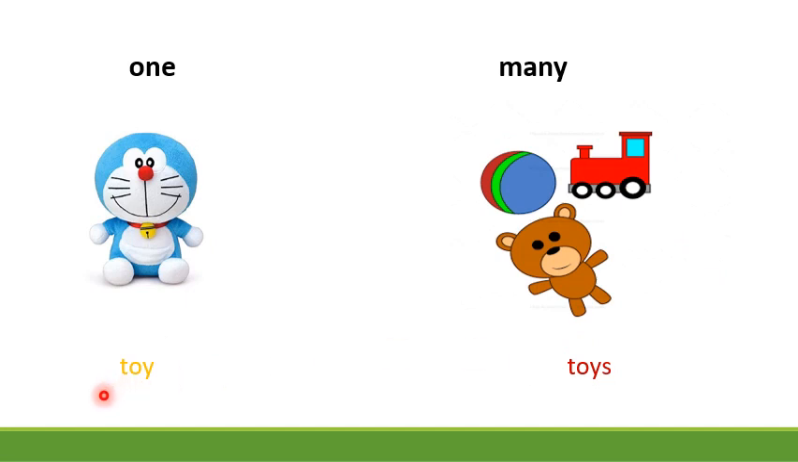Here it's a toy. That is only one toy. And here we can see many toys. So we are going to add S to the end of the word toy. So I'll read it: T-O-Y-S, toys. Here is only one toy, T-O-Y, toy. Here there are many toys. More than one means many.